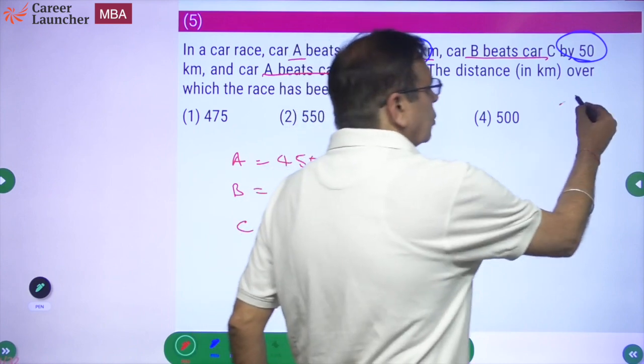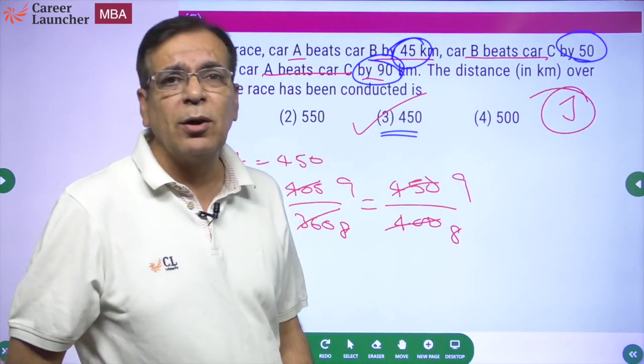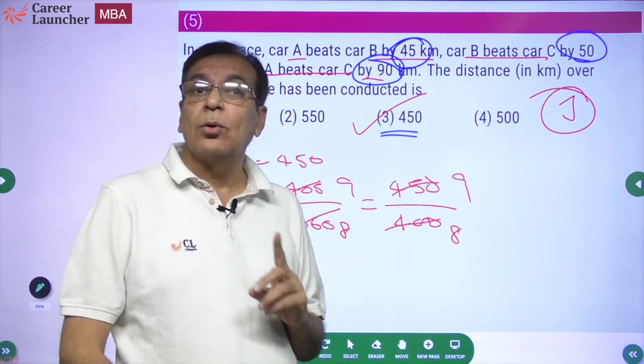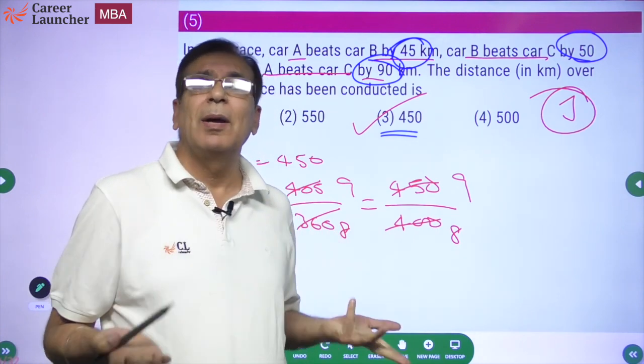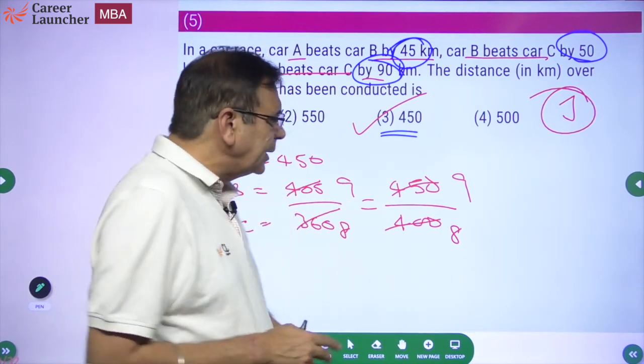If you don't use the choices, you will end up wasting your time. I am not saying that the calculation could not have been done. My issue is, how much time will you waste? Remember, we need to get to a 99.5 percentile.